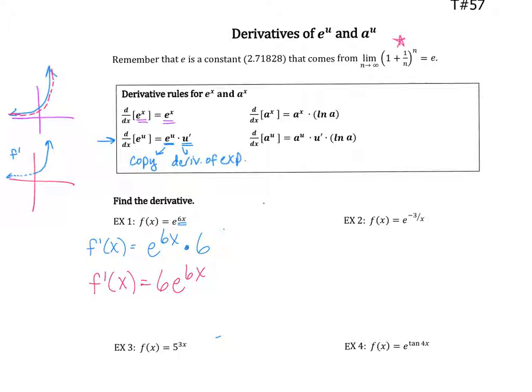Example 2. Let me write that. Let me think about what my formula is. I see e, that's to the power of -3 over x. So I'm like, all right, well, I know I'm going to copy it. So I have this times what? Times the derivative of the exponent. So let's think about how could I write -3 over x? Probably smart for me to write it like that. That's what I need to be thinking about, and that's what this u prime is, the derivative of the exponent.